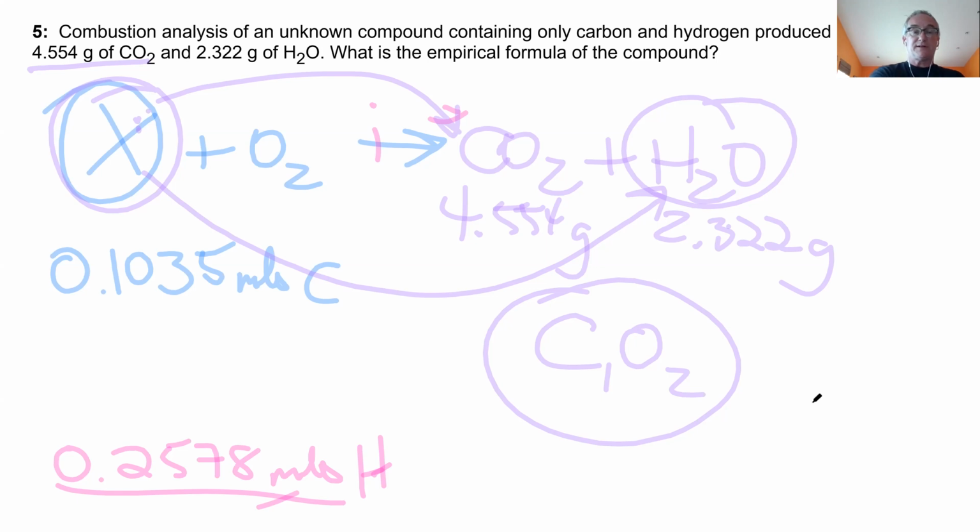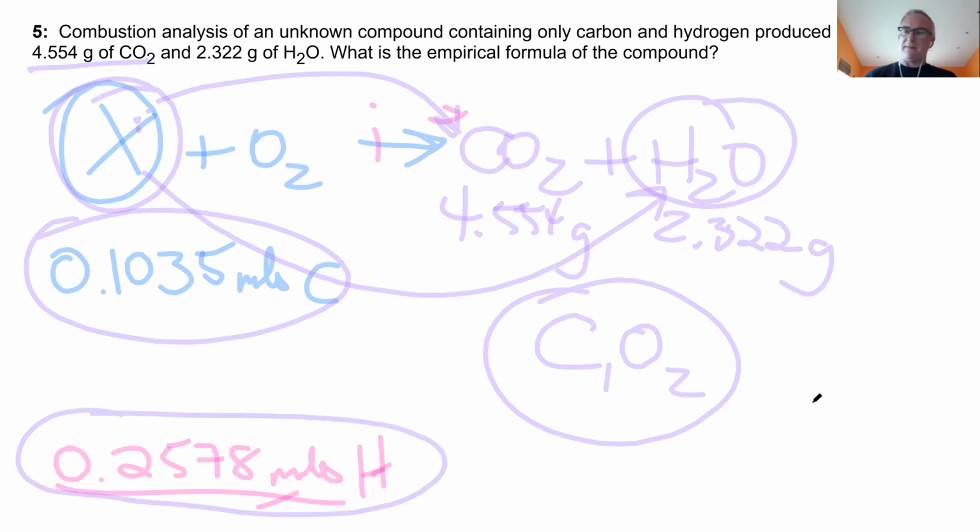So we figured out that there was 0.01035 moles of carbon, because that's the same number of moles of carbon dioxide there were. Now, hydrogen was a little trickier. There was half that many moles of water, around 0.112 moles of water. But since there's 2 moles of hydrogen atoms for every 1 mole of water, we figure there's twice as many hydrogen atoms. And so that's how many moles of hydrogen atoms there are.